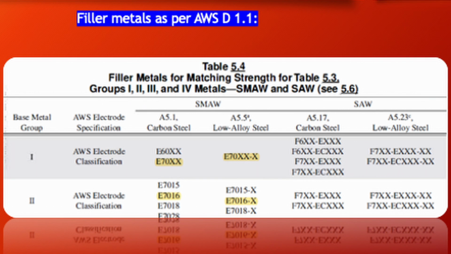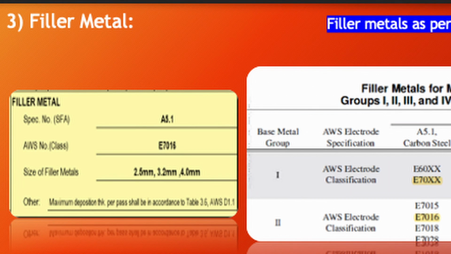Now we will go for the third block, which is filler metal, which is pretty easy over here. To support base metal group 1 and 2, we can use 70XX, it can be 18, 16 or 10, and for group 2 it is specifically written 7016, which our construction likes to use. So I use AWS A5.1, class E7016. For flexibility I have written all the diameters, which are 2.5 mm, 3.2 mm and 4.0 mm. Maximum deposition thickness per pass shall be in accordance with table 3.6 of AWS D1.1.